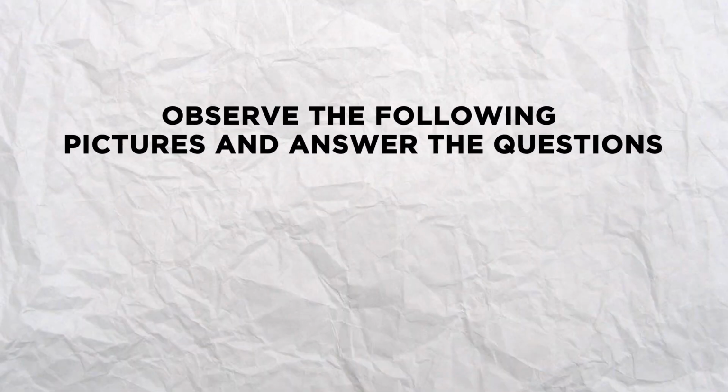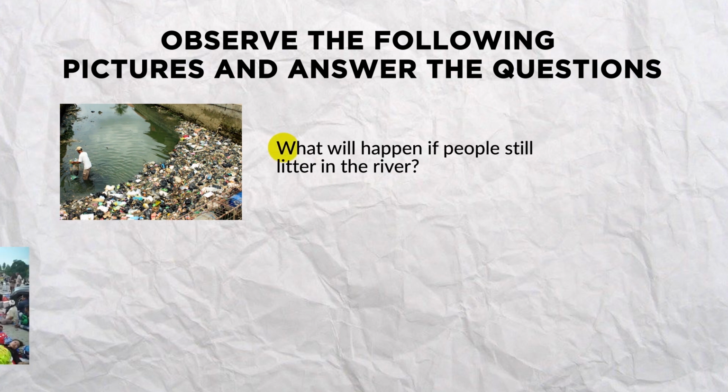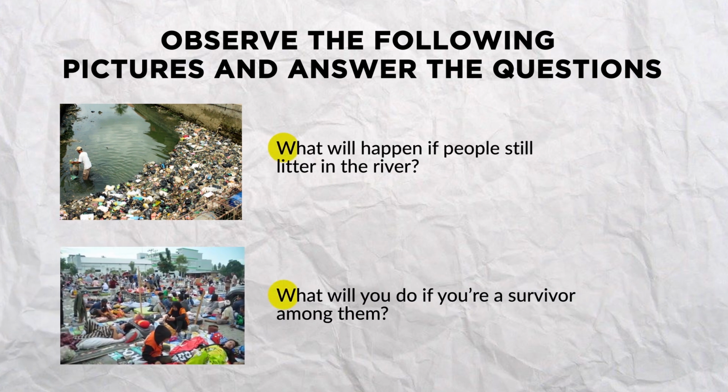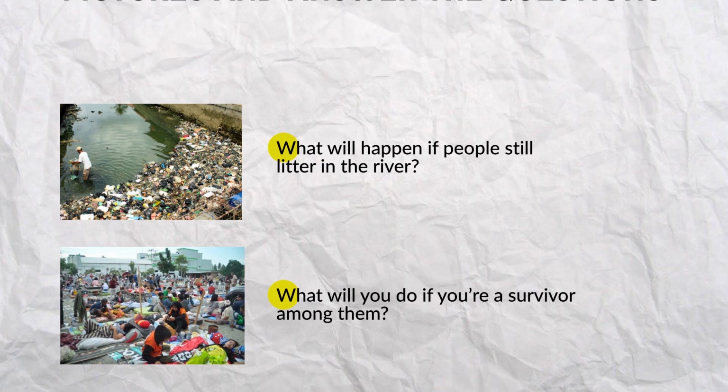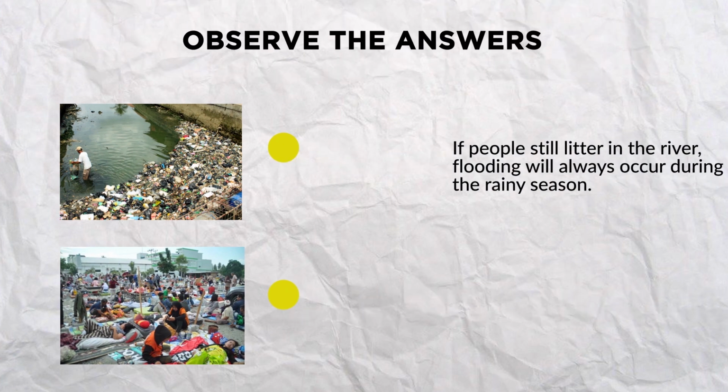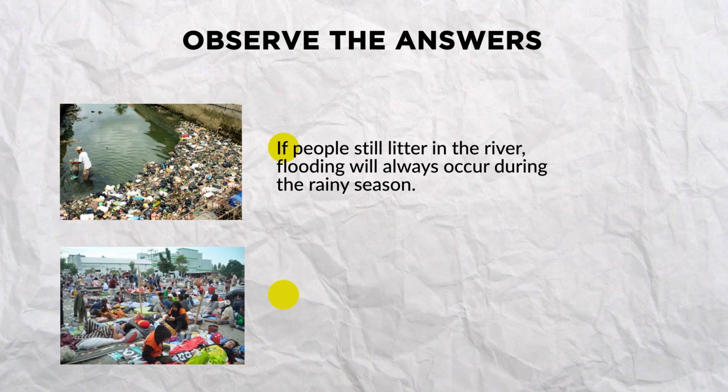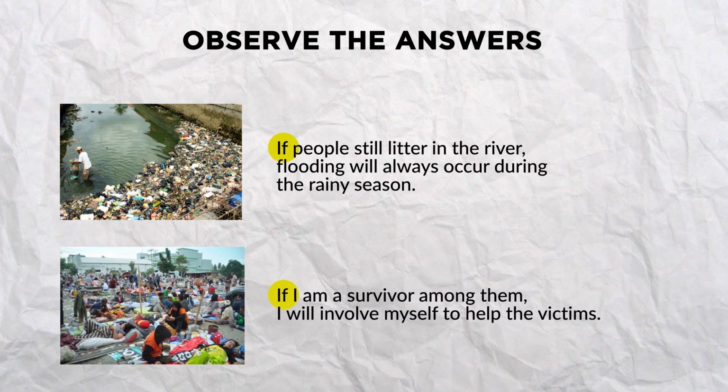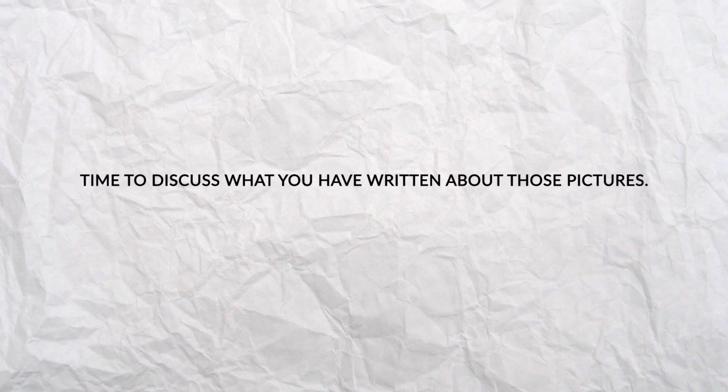Now, try to answer the following questions based on the situation in the picture. Write your sentences on a piece of paper. Have you answered the questions? Great! Let's check them together. Some of you may have the answer like this. A. If people still litter in the river, flooding will always occur during the rainy season. B. If I am a survivor among them, I will involve myself to help the victim. Alright students, time to discuss what you have written about those pictures.